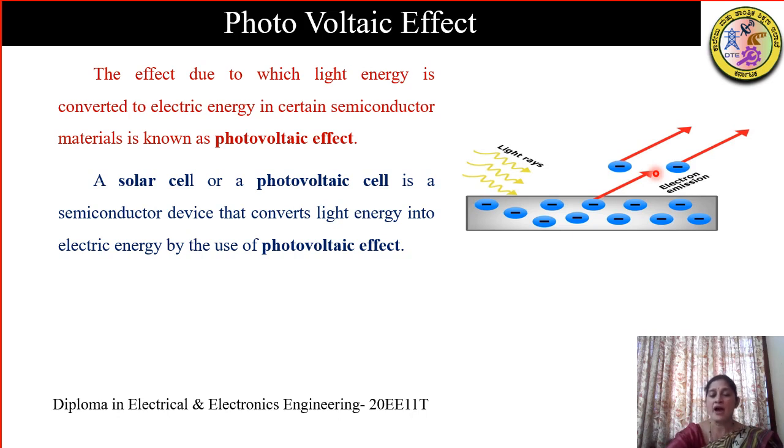So we need to have a special arrangement, and that arrangement is called a solar cell. A solar cell, or a photovoltaic cell, works on the principle of converting light energy into electrical energy. And this uses the photovoltaic effect. So to have a solar cell, we require a semiconducting material and a certain method of removing this electron out of the material.